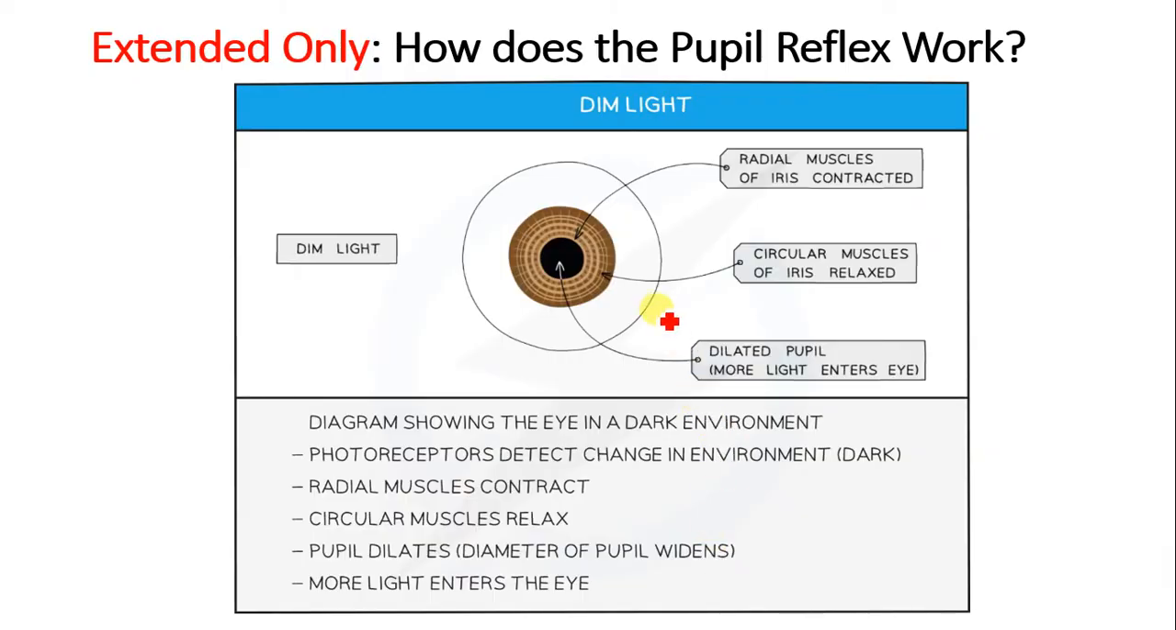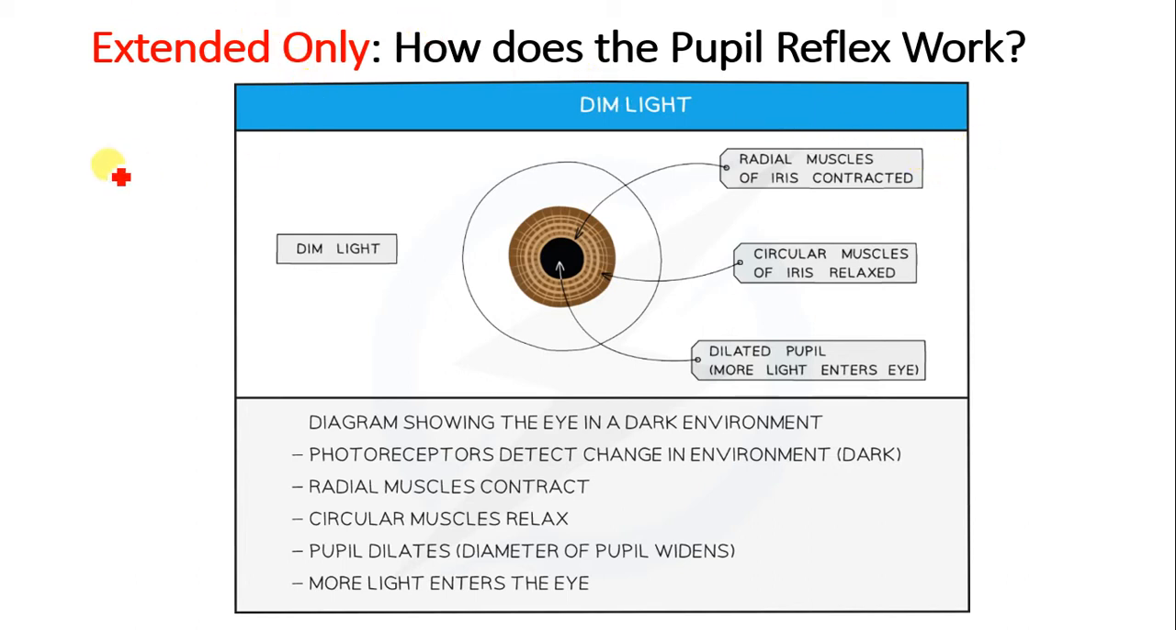Now, exam extended only. How does the pupil reflex work? For the extended syllabus, you need to be able to describe how this process works. There are two types of muscles involved: the radial and circular muscles.